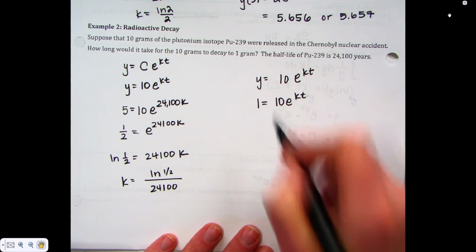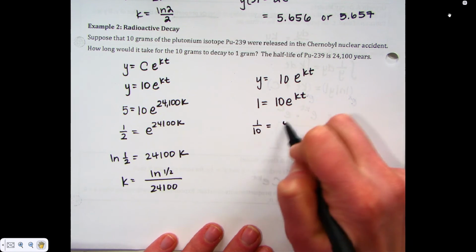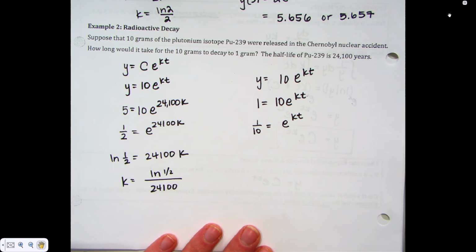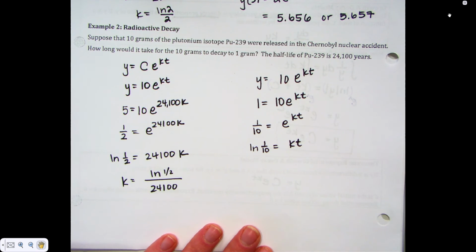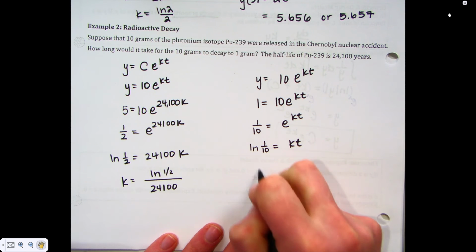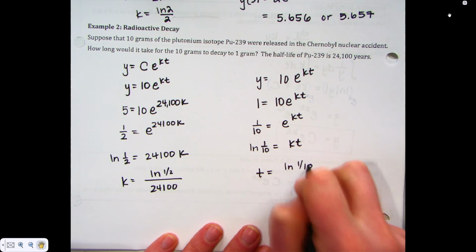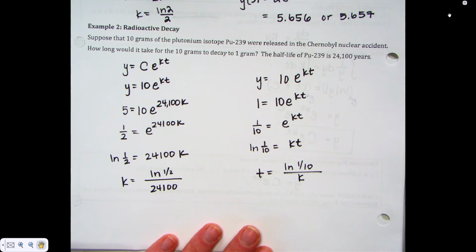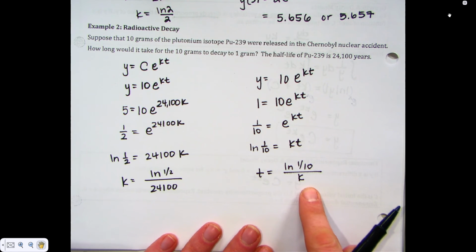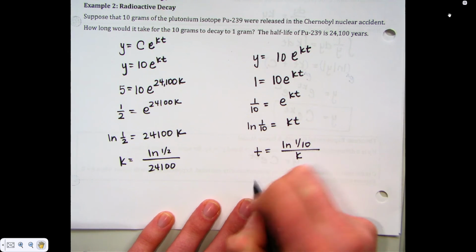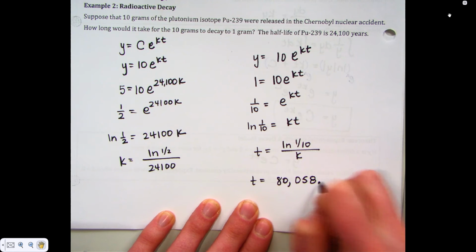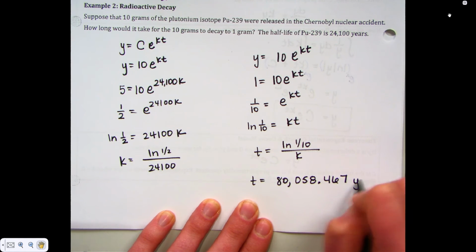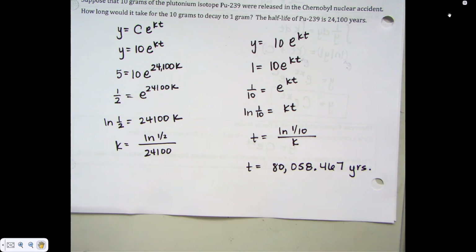So actually the same process, I would divide by 10. That would give me e to the K times T. I would take the logarithm of both sides. That would release the K times T from the power. Recall, K is something I know. I'm solving for T, so I need to divide. My T value would be the log of 1/10 divided by K. And then double check, type this into your calculator, pause maybe for a second here. You should be getting an answer of 80,058.467 years. A very, very, very long time.